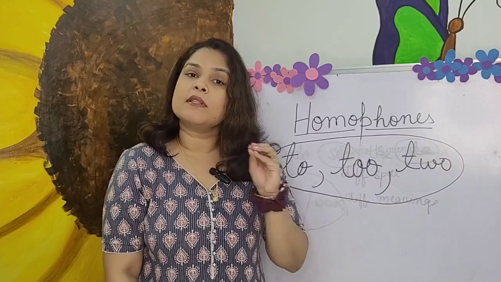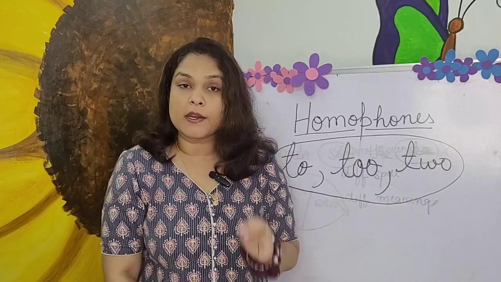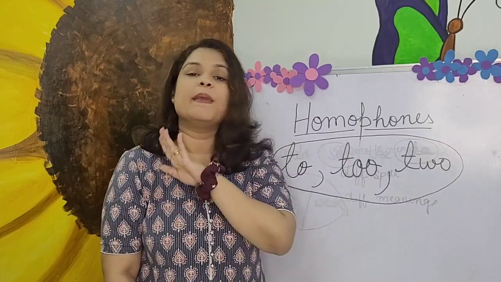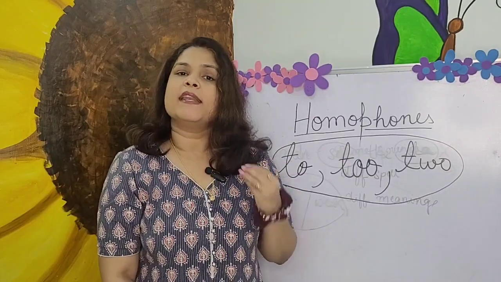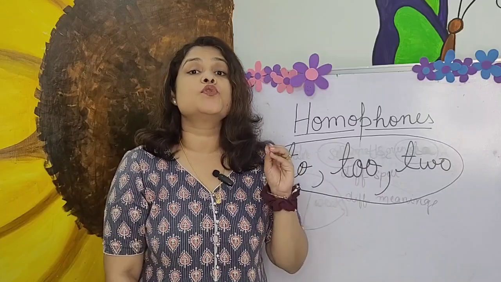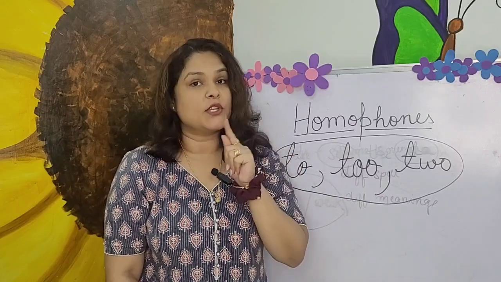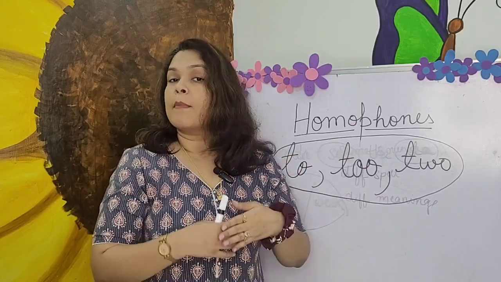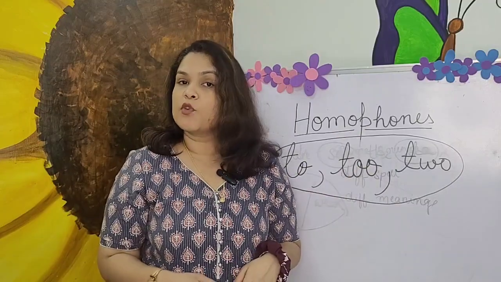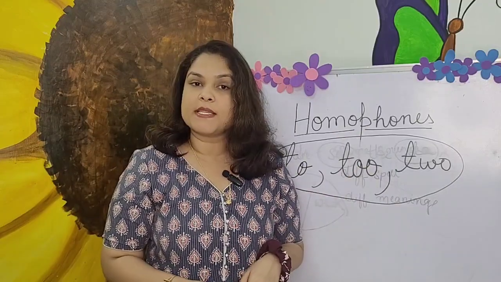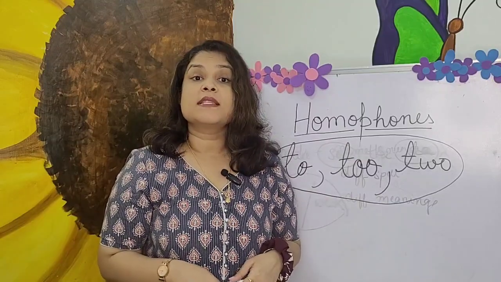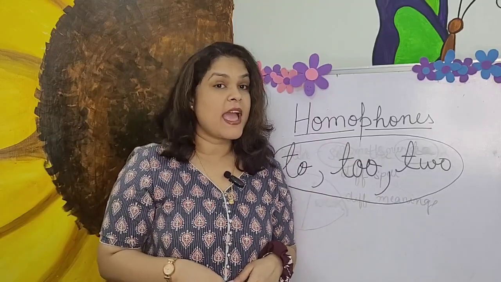So if you remember these 2 tips, learning, knowing, and using homophones in a sentence will become very easy for you. And let me tell you, homophones are very, very commonly used words. So it is important that you have clarity on it. So amongst so many homophones, let us discuss a few of them. We saw some examples like see and sea. Now son and sun.